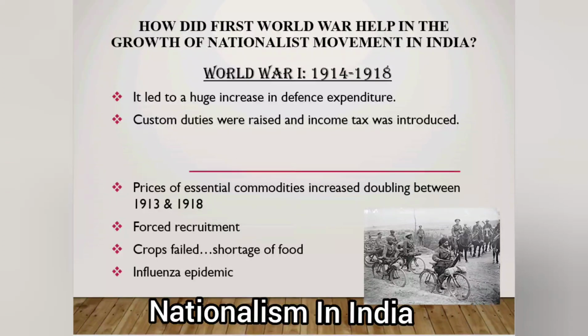Unfortunately, crops also failed in many parts of India. As a result, there was acute shortage of food. As we know, problems never come alone. The crop failure was accompanied by an influenza epidemic. Around 12 to 13 million people perished due to famine and epidemic.